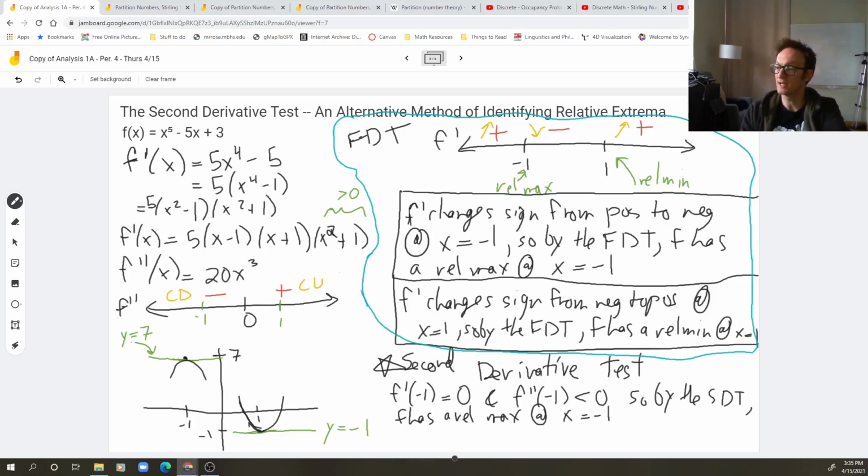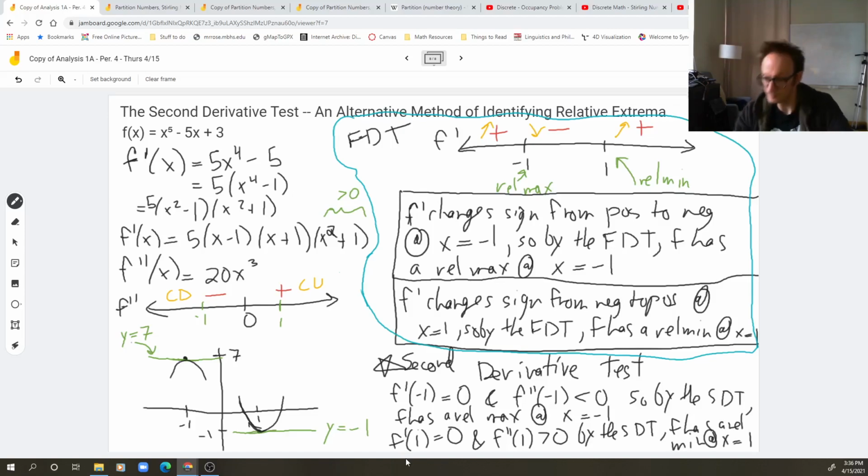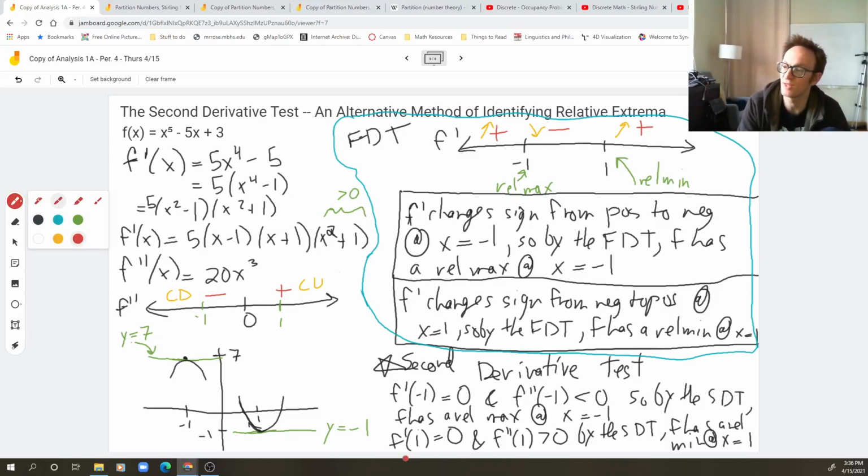And similarly, f, I'm not going to be able to fit this in here, but since f prime of 1 is 0, in other words, 1 is a critical point, and f double prime of 1 is positive, by the second derivative test, f has a relative min at x equals 1. Okay, and so maybe I'll circle this in red or something. This is another way to find relative extrema.